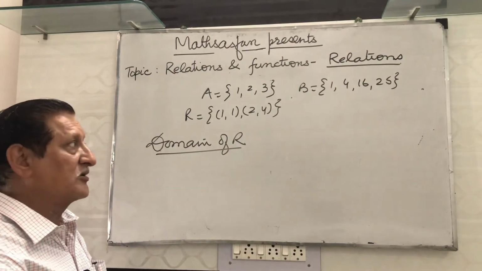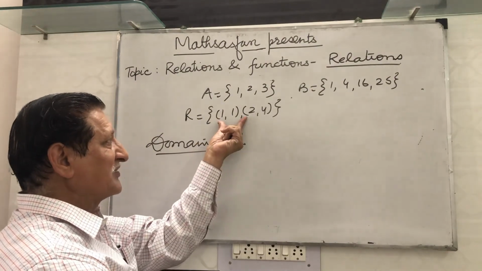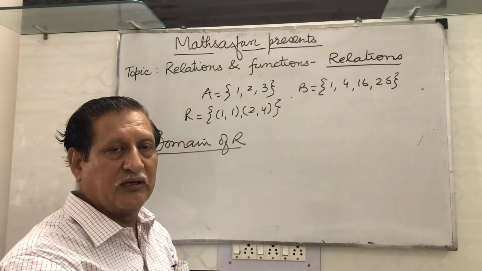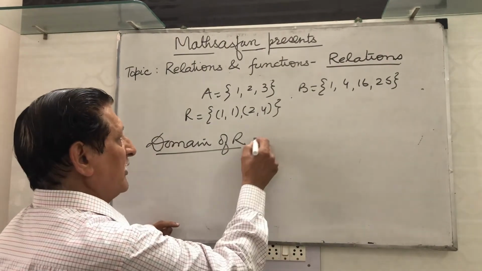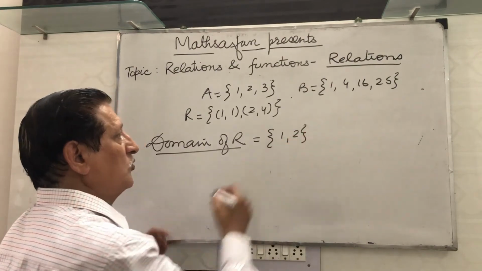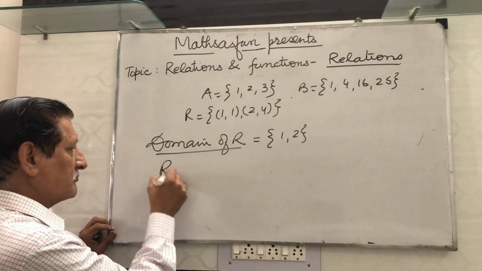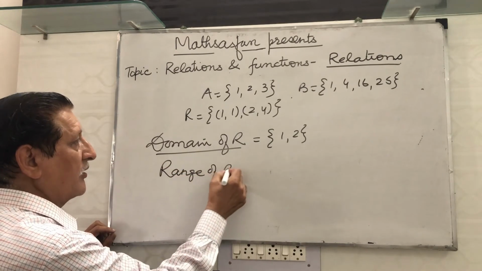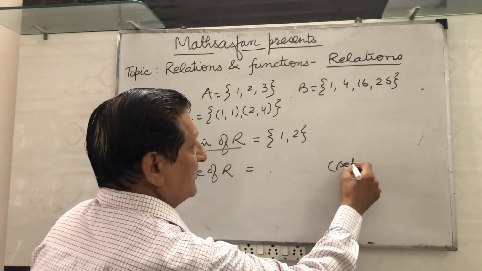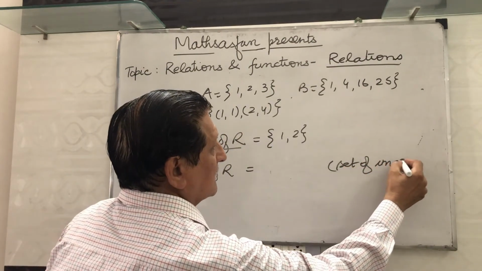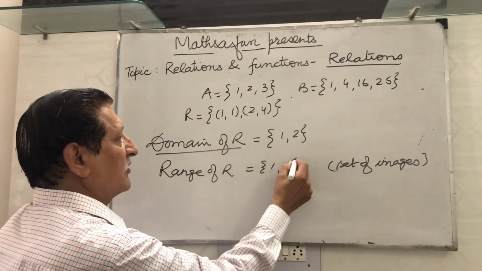The domain of relation R is the set formed by the elements of A which are connected to the elements of B. Only those elements which are related form the domain. So here we find 1, 2 form the domain. Whereas the range of R can be taken as the set of images. We can also call it a set of images. The set of images here is 1 and 4, only 1 and 4 are related.